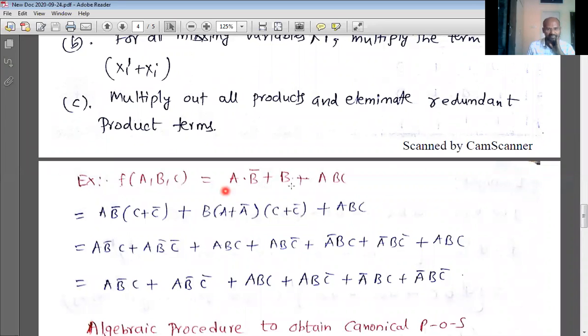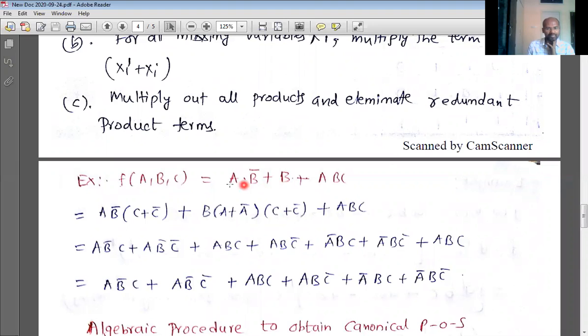So of course it is a sum, but is it a min term? Canonical sum of products means each and every term should be a min term. Is it a min term? Is it a min term? Is it a min term? This is a min term because it is a product term and it is having all the literals. So it is a min term. Is it a min term? No, because the function is having 3 variables. This term is having only 1 variable. 2 variables are missing. So it is not a min term.